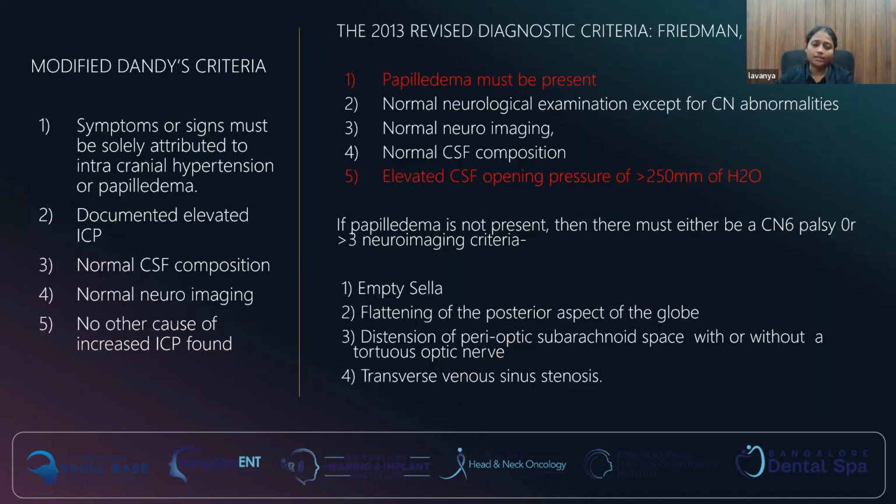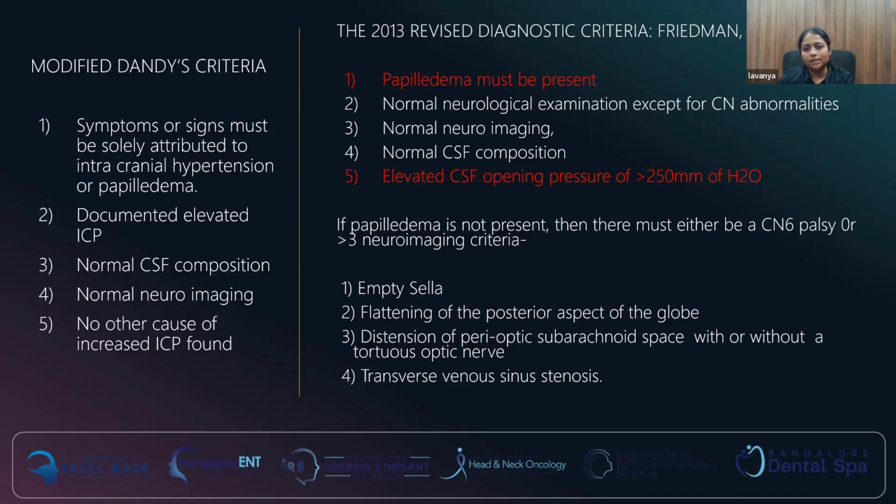So there are certain criteria that we need to be aware of to make the diagnosis of benign intracranial hypertension. Initially in 2002, it was the modified Dandy's criteria, which says that any symptoms or signs must be solely attributed to intracranial hypertension or papilledema. There should be documented elevated ICP and normal CSF composition and normal neuroimaging, and no other cause for increased intracranial pressure should be found. But in 2013, the guidelines were revised, and the present guideline says that it is a must for the papilledema feature to be present.